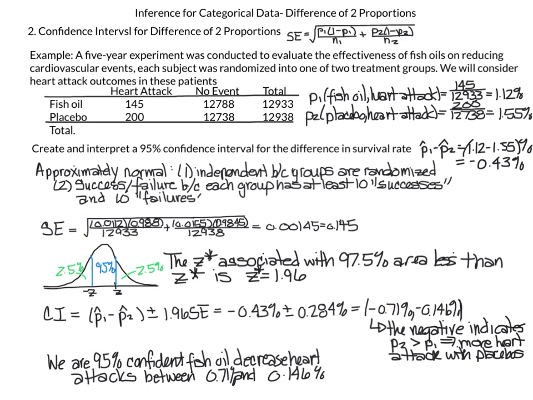So in other words, there is a difference, and a consistent difference, that P2 is greater than P1. So P2 has more heart attacks than P1. So we are 95% confident that fish oil decreases the heart attacks between 0.71% and 0.146%.